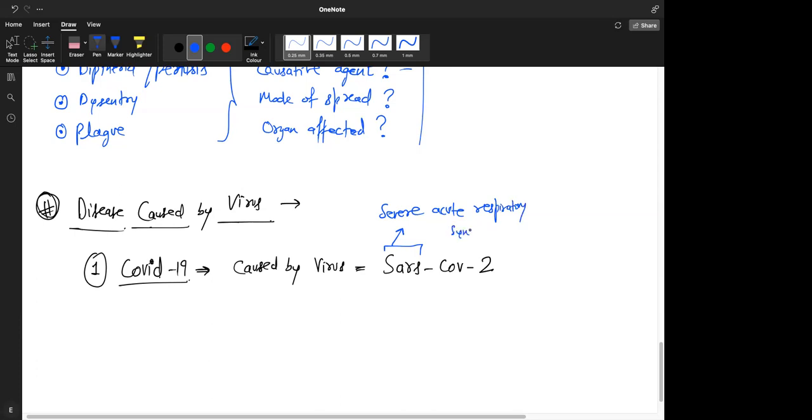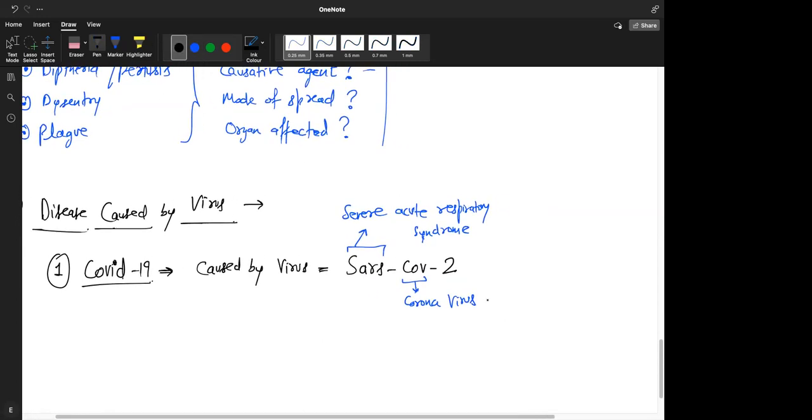Okay, this is SARS. CoV is for coronavirus. And 2 means it is the second. SARS-CoV-1 caused the SARS pandemic in those countries. It was a close cousin of this virus, SARS-CoV-2. And why do we call them coronavirus? Anyone has any idea? What is the word corona?